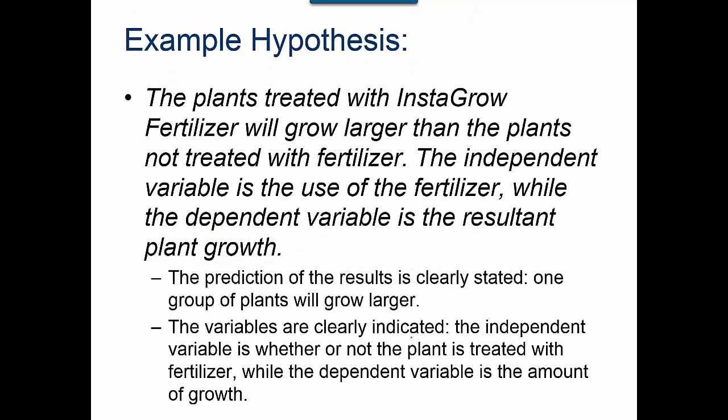So an example hypothesis might be that you think that the fertilizer will make plants grow larger. The plants with fertilizer are going to grow larger than the plants not treated. Normally you might have an if and then statement, so you could write it as something like, if fertilizer is added to plants, then the plants will grow larger than those not treated. So you could put it as an if and then statement.